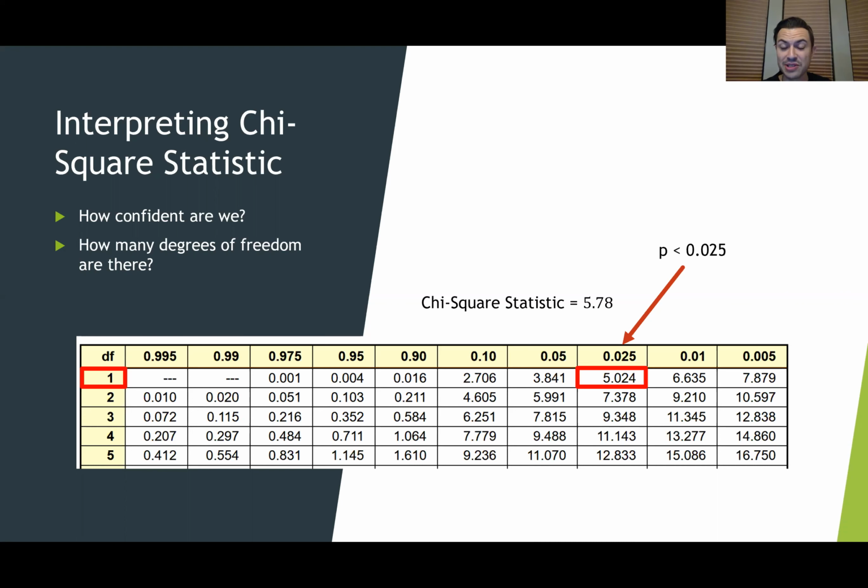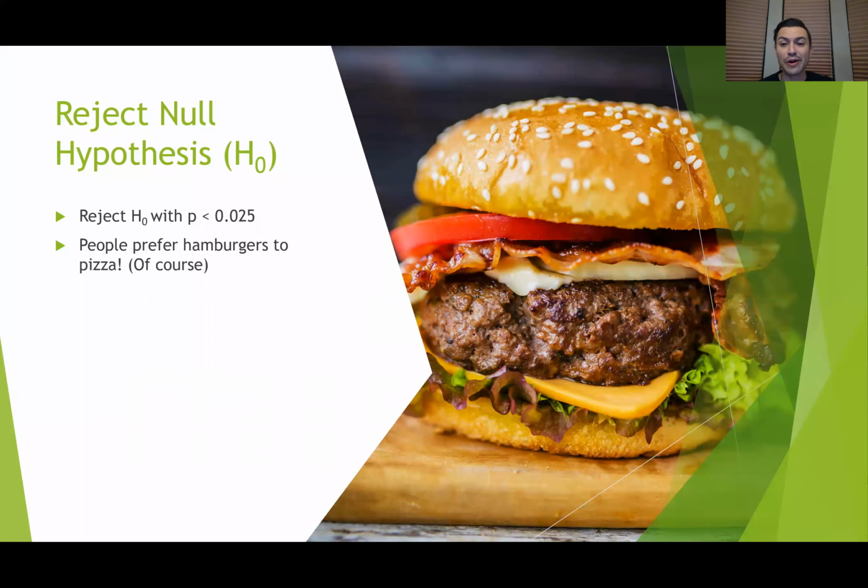Since we got 5.78, it's greater than 5.024, but less than 6.635, which means that our p-value is somewhere between 0.025 and 0.01. A lot of people just say that our p-value is less than 0.025, which is pretty good, at least at an arbitrary level. We're like 97.5% sure that people actually prefer hamburgers to pizza. And of course people prefer hamburgers to pizza, because look how delicious that looks.